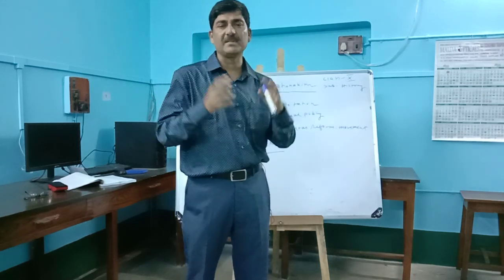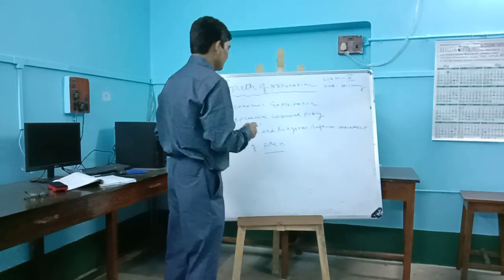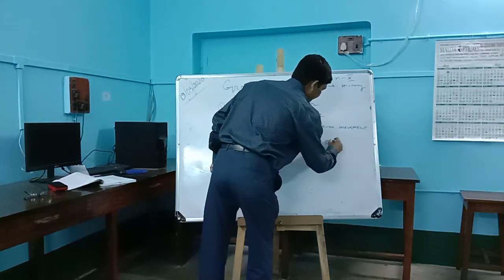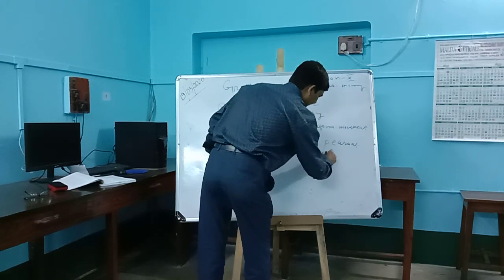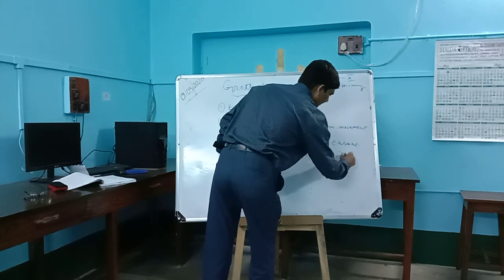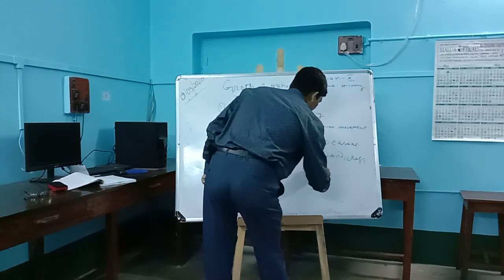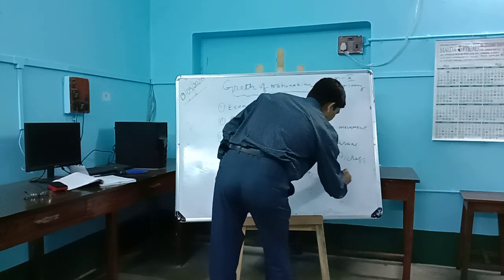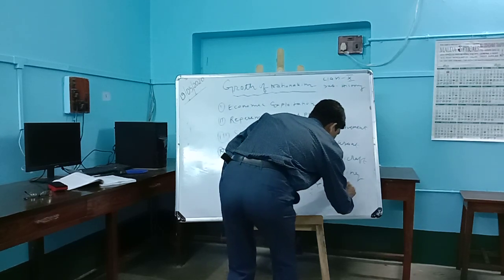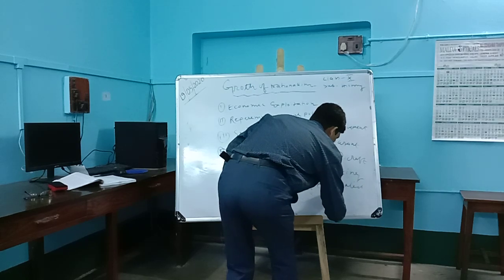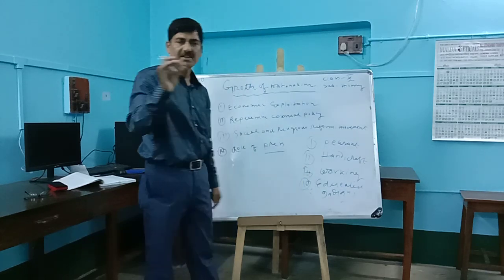So who were the people being exploited by the British government? Number one, the peasants. Second, the handicrafts artisans. Third, the working people. Fourth, the educated Indians. These four groups of people were being exploited by the British through their policy.